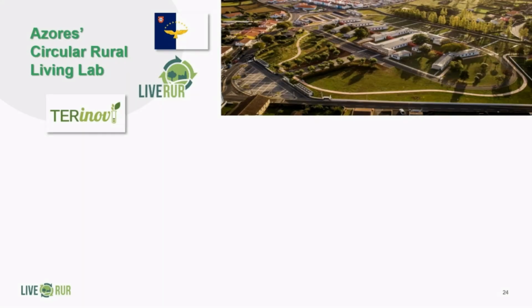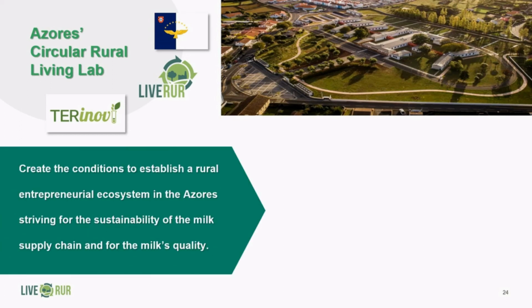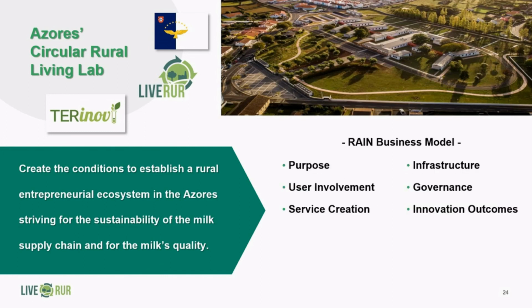We have seen before that the Azores Circular Rural Living Lab is being structured in order to increase the quality and sustainability of the milk supply chain. Using the Livreur toolbox, we have also seen how different tools have been used to prepare the pilot project and its future development. The previous 8 videos comprise summarized descriptions of these initiatives. It is now the moment to see how the process is being carried out one step at a time.